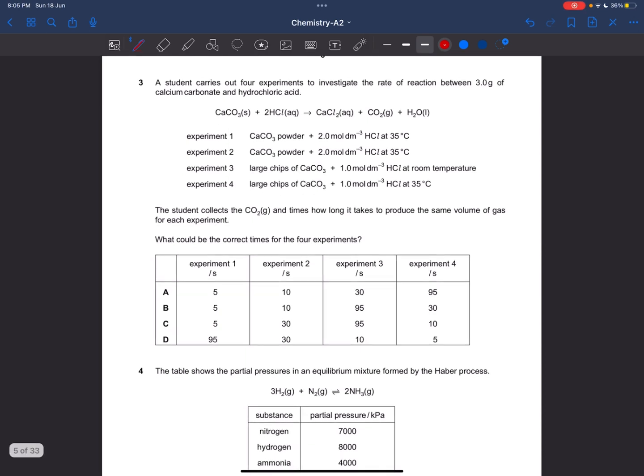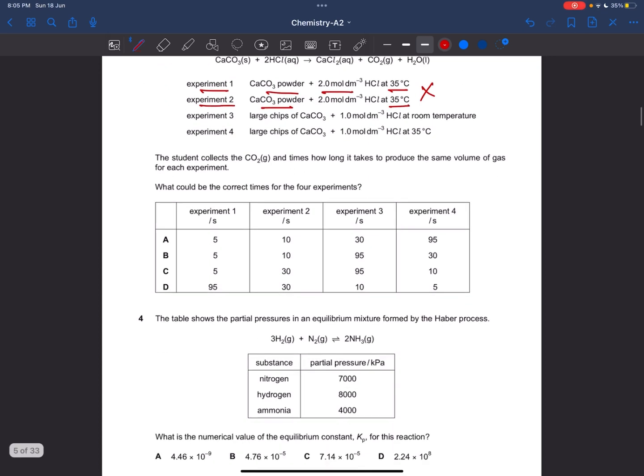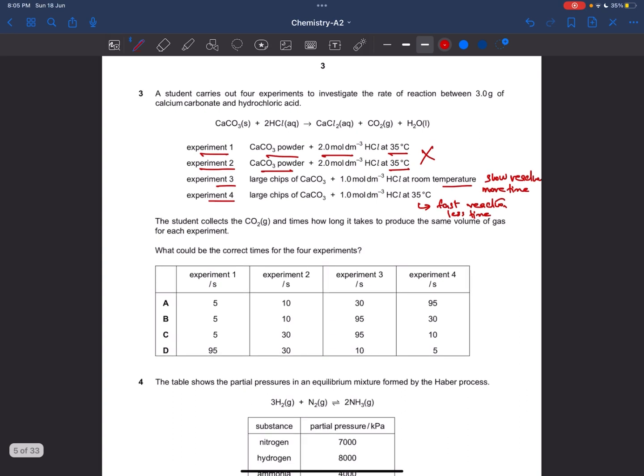Question number 3. If you look at question number 3, basically this question is, I guess, misprinted, because experiment 1 and 2 are exactly the same. The concentration is 2 and the temperature is also the same. So this is not a correct experiment, so that is why we'll not look at this option. However, if you look at experiment 3 and 4, we see that this is at room temperature, right? So at room temperature, this will be a slow reaction, and means it will take more time. However, this will be a fast reaction and less time. But this question was eliminated because experiment 1 and 2 are exactly the same.